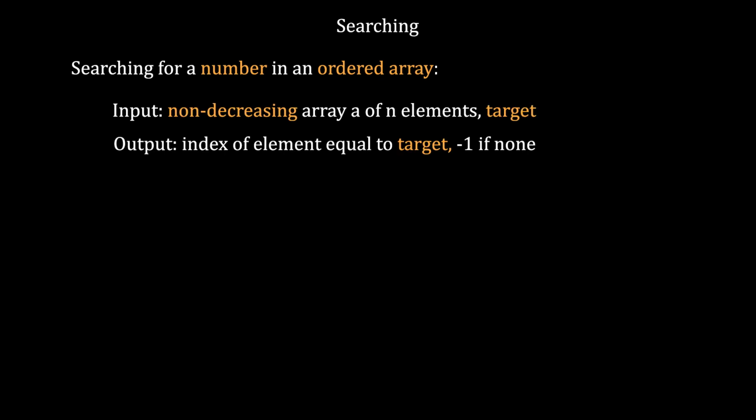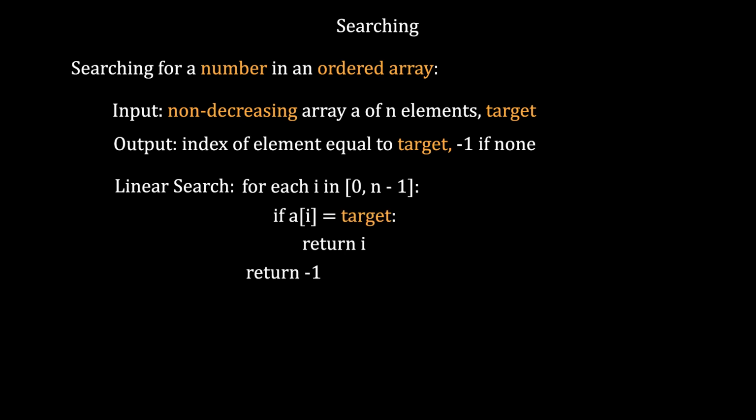But what if we are searching for a number in an ordered array? Let's have as the input the non-decreasing array A of n elements and the target value. As the output, the same: the index of the element equal to target, or -1 if there is none. Of course, we can still do the linear search, and we can add one little optimization. If the current value is strictly greater than target, we can return -1, as we know that all the values after this one are going to be greater than target.